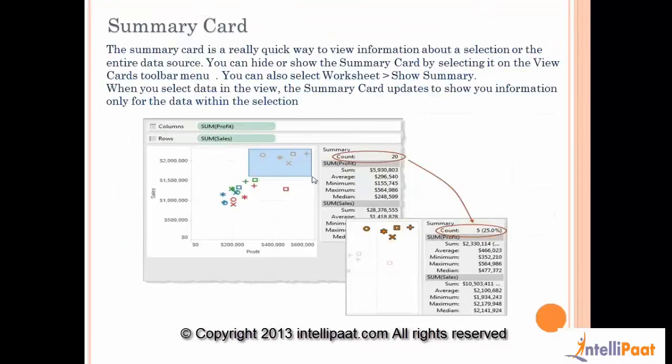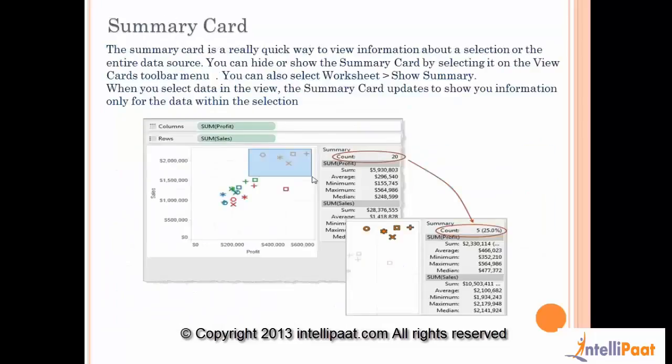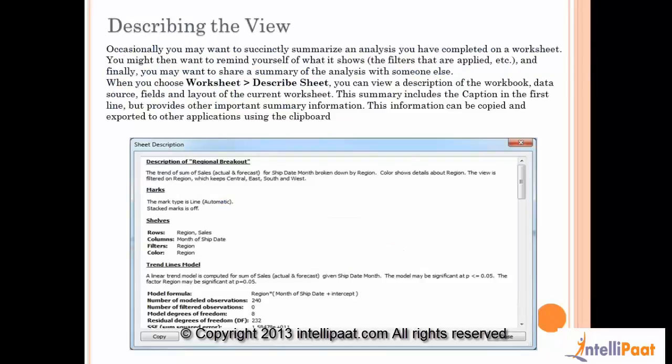So that is a summary card. Now, these are very small things that we could use, which could help us during our development, and we could try to make it a little interesting to use. Okay, and there is something called describing the view.